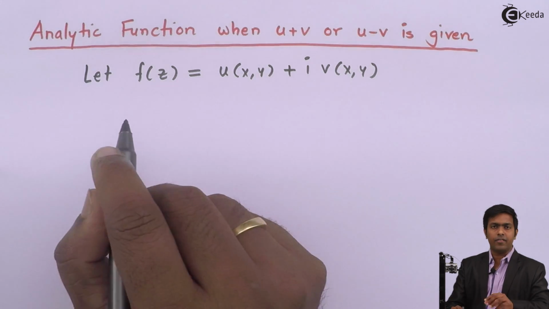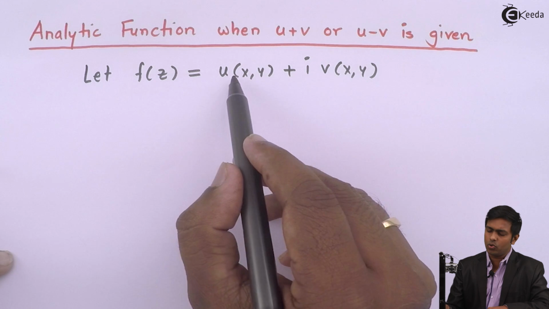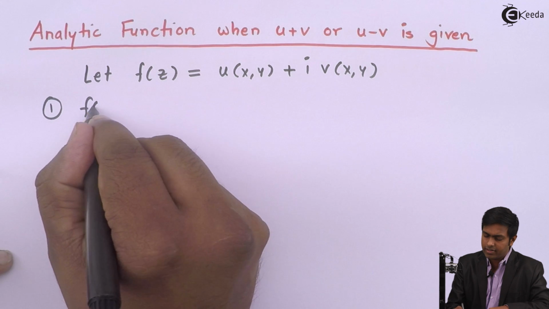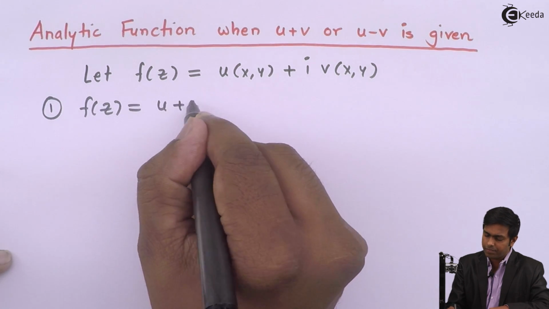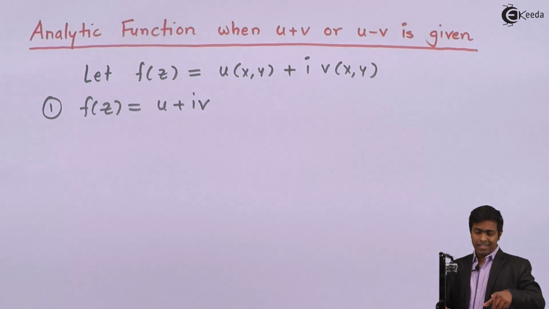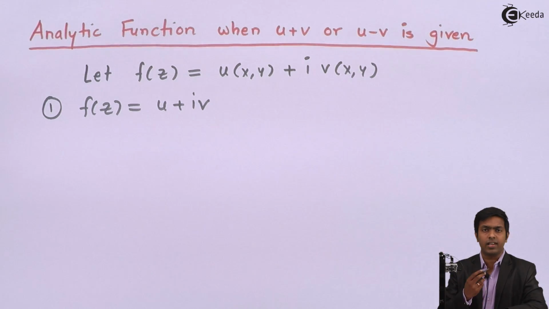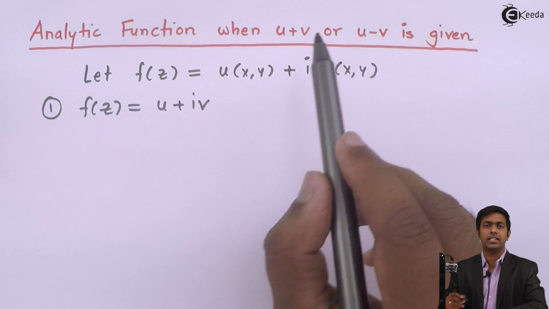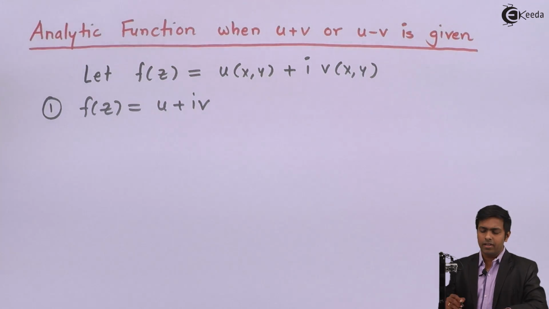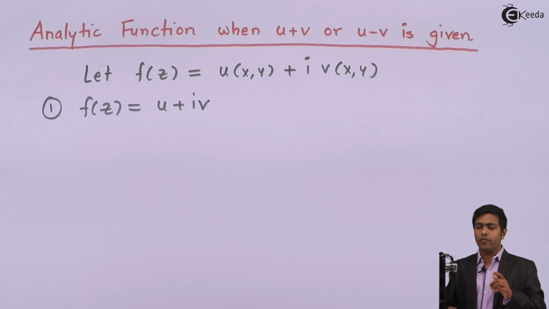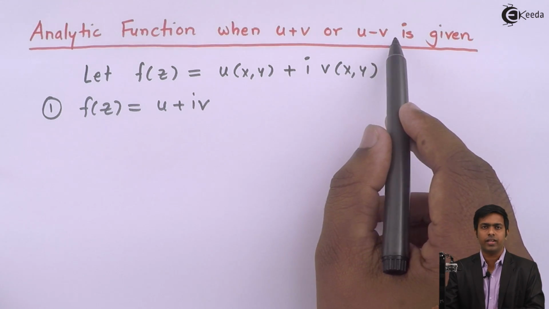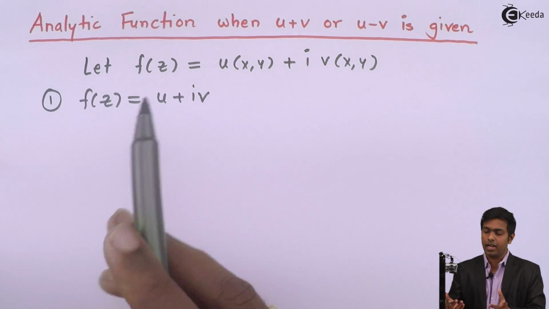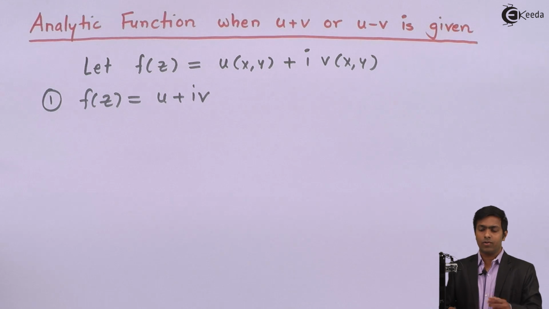So let's start with step number 1. Since f of z is u of x comma y plus i v of x comma y, we will reconsider this f of z as u plus iv. Now since the value of u plus v or u minus v is given in the numerical, I should bring this f of z into a format where the u plus v or u minus v term will come into the picture. Now here I have u plus iv, which means I don't have u plus v or u minus v. Now see how I am bringing it.